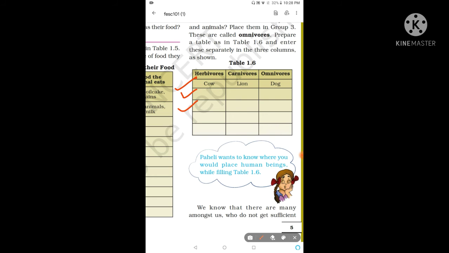1 2 3 4 5. Then again 1 2 3 4 5. Again 1 2 3 4 and 5. So इसको हमने एक मार्क्स का कर देते हैं. ये हो जाएगा. See, इसमें 1 2 3 4, then 4 and then 4.